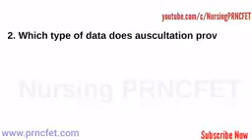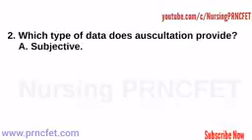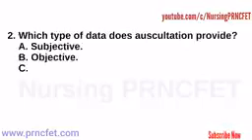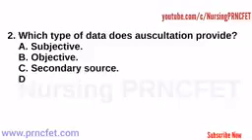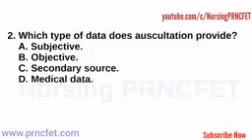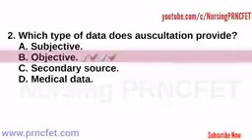Question 2. Which type of data does auscultation provide? A. Subjective. B. Objective. C. Secondary source. D. Medical data. Correct answer is B. Objective data.